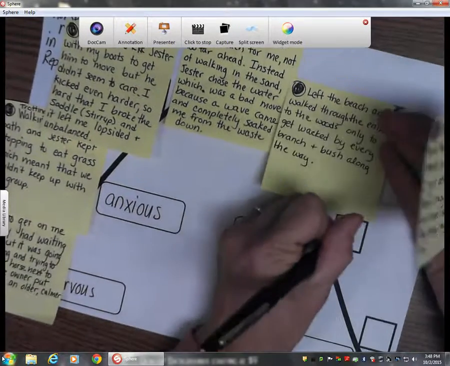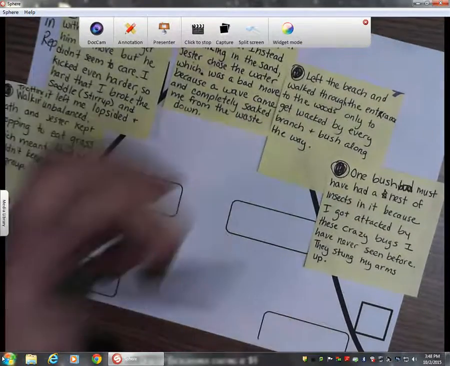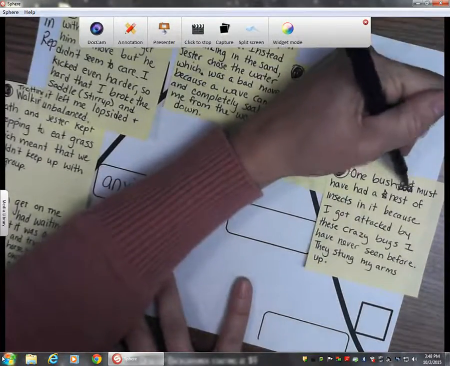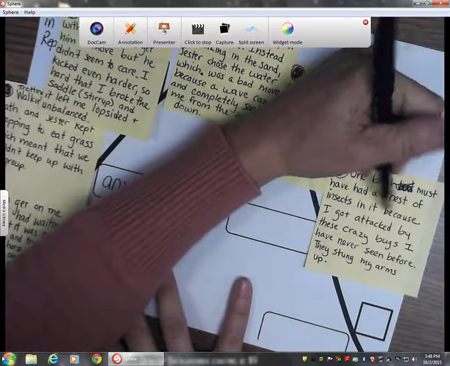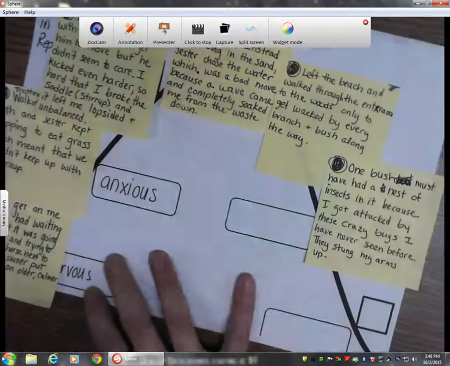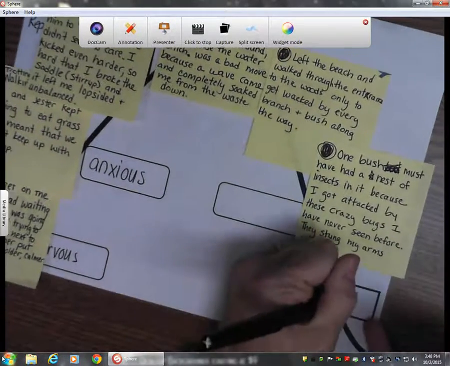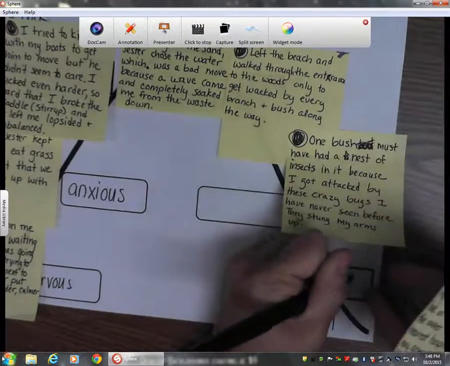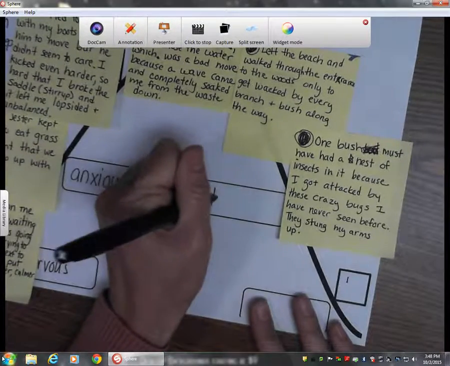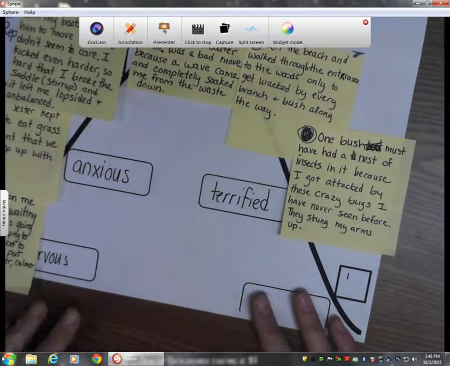For my sixth event, one of the bushes must have had a nest of insects in it because I got attacked by these crazy bugs that I have never seen before. They stung my arms up. And at that point I was feeling terrified.